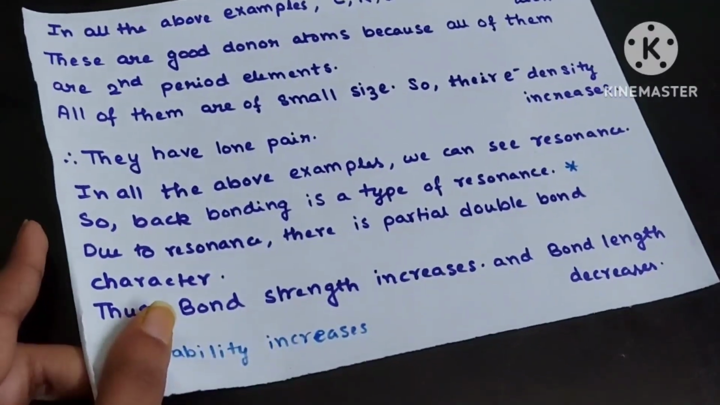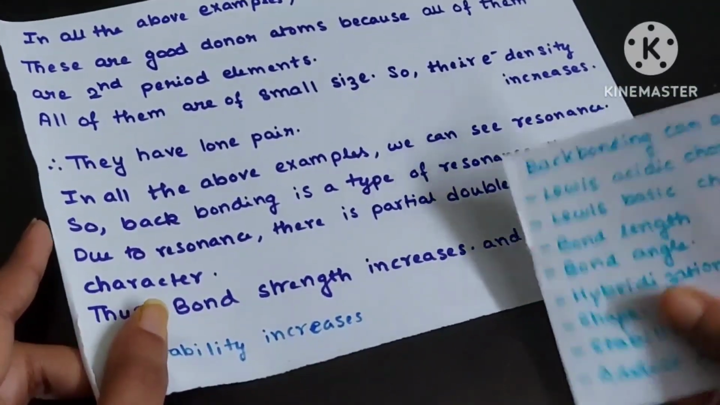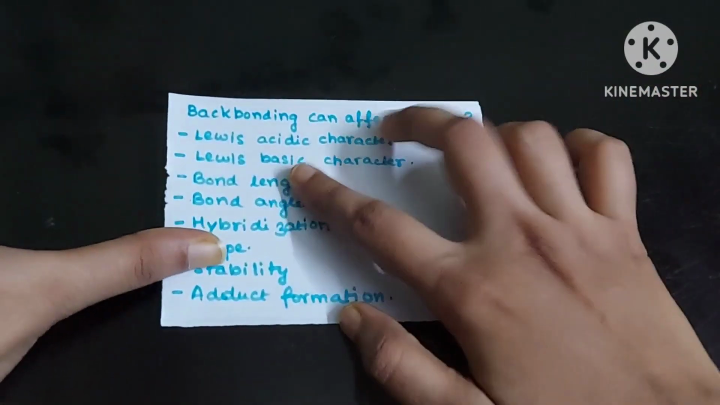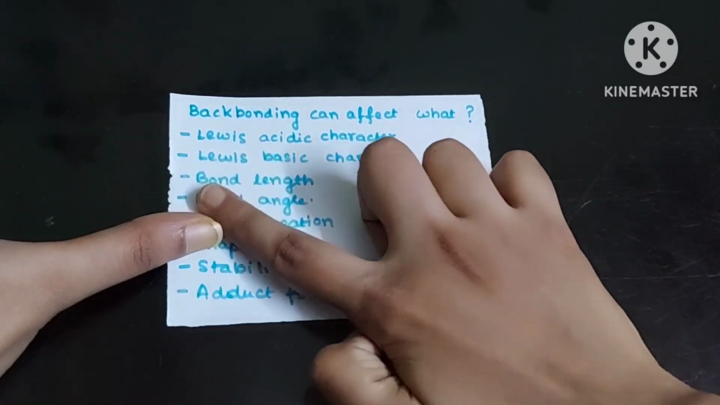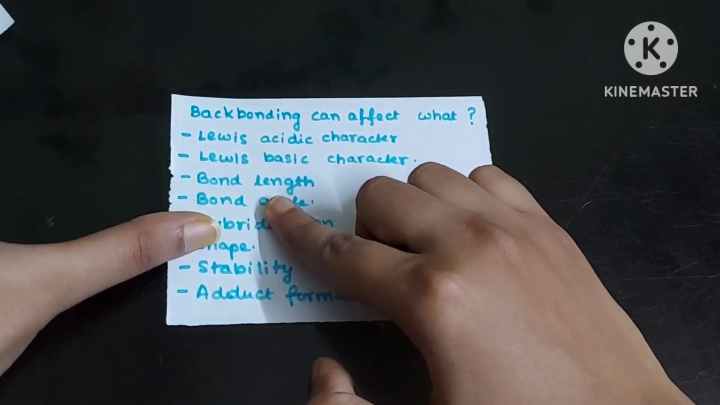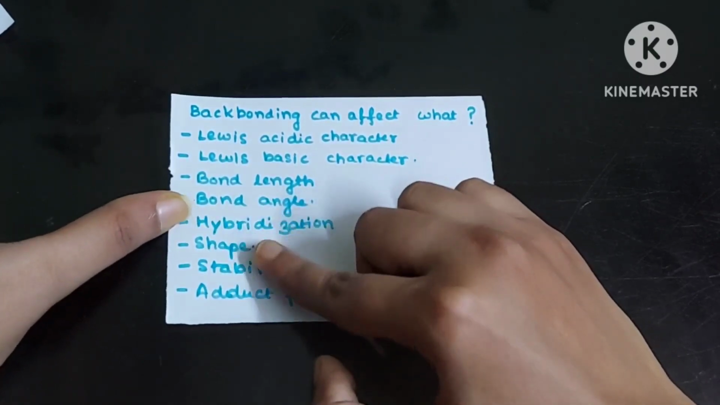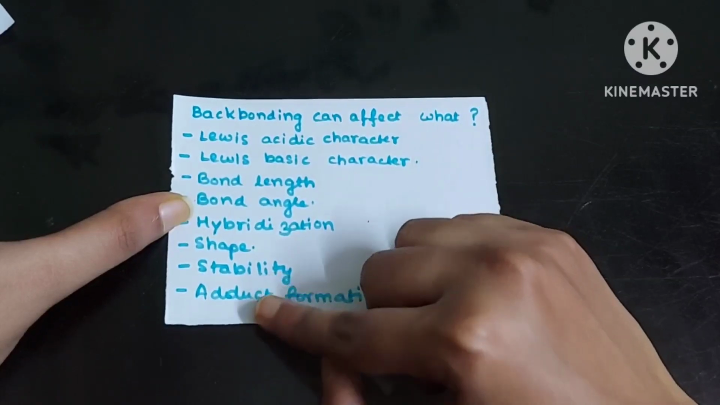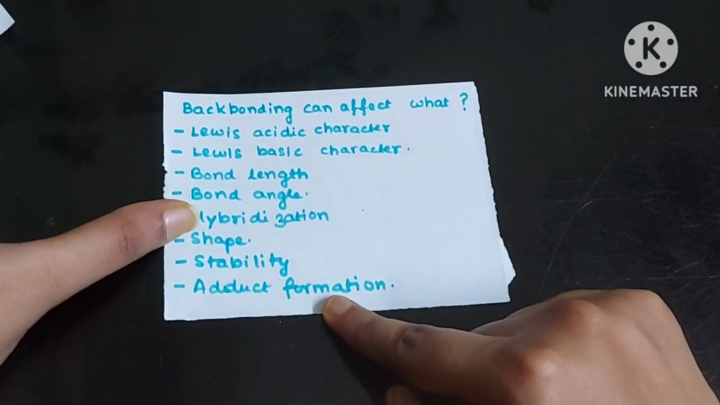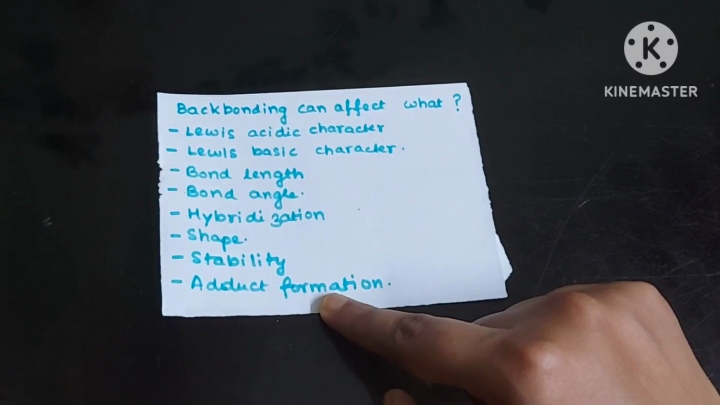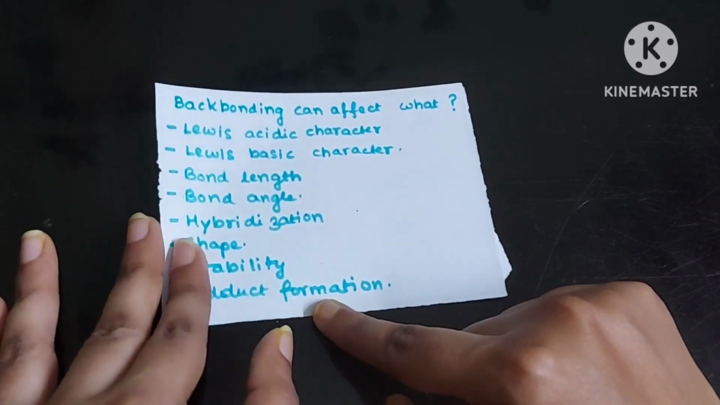So at last we can say that it affects Lewis acidic character, Lewis basic character, bond length, which we have talked about, bond angle also, hybridization, shape, stability and adduct formation. Back bonding can affect all these. So these were all the information about back bonding.